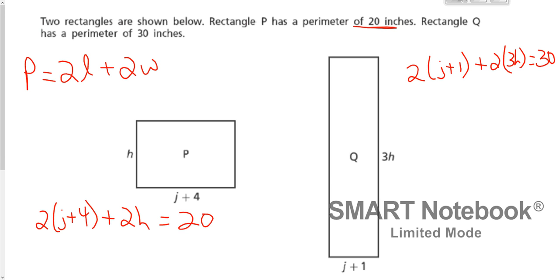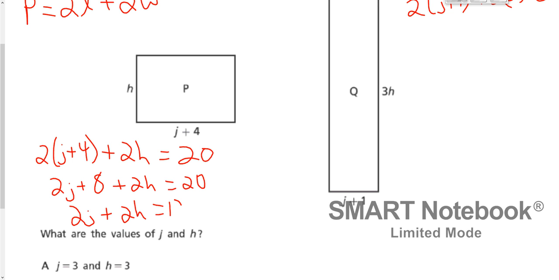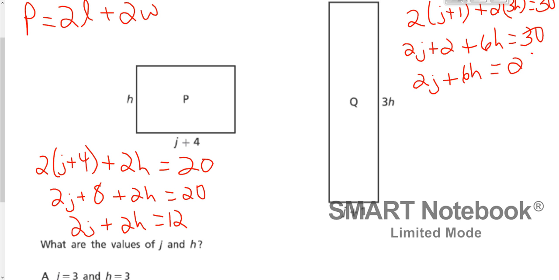So now I can simplify each of these equations a little bit. 2j + 8 + 2h = 20. And if I move the 8 to the other side, I get 2j + 2h = 12. And for the other rectangle, I get 2j + 2 + 6h = 30. So that's 2j + 6h = 28.